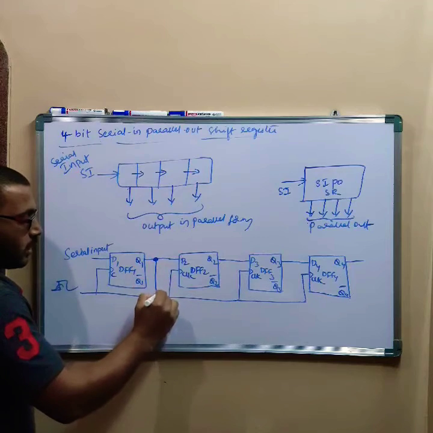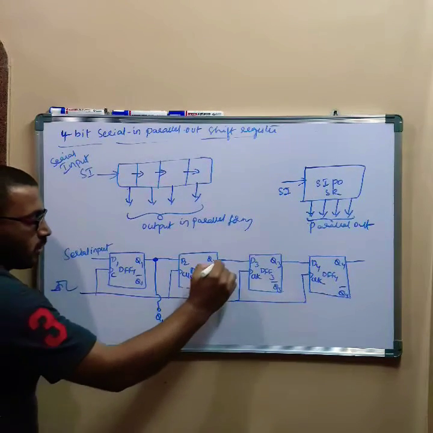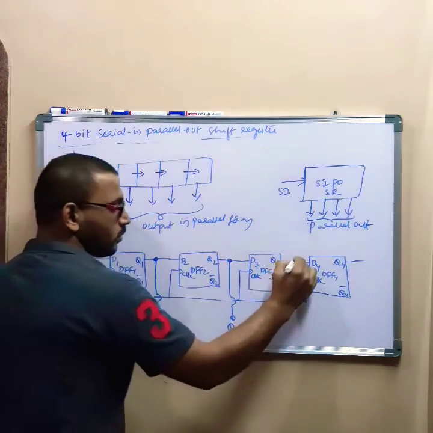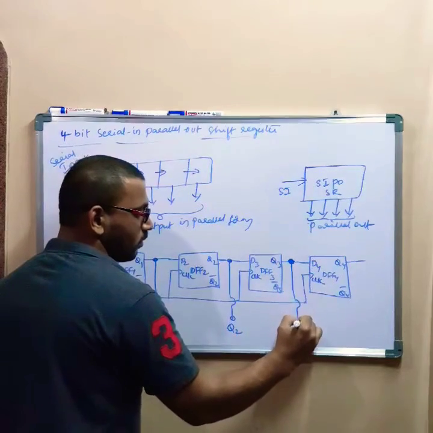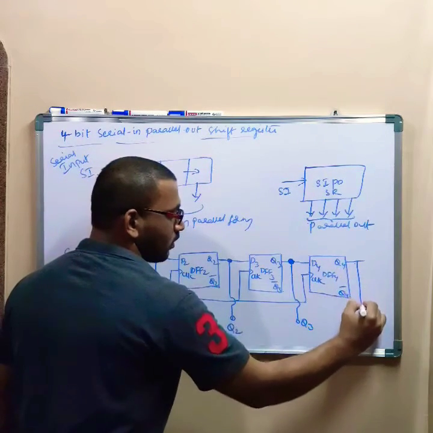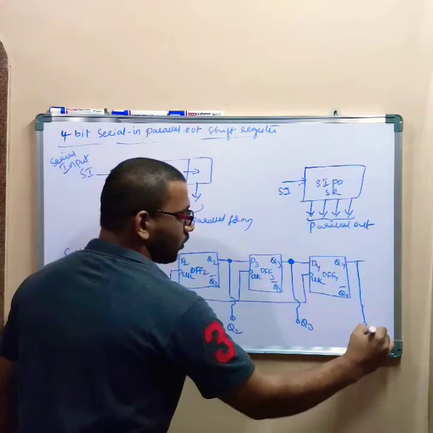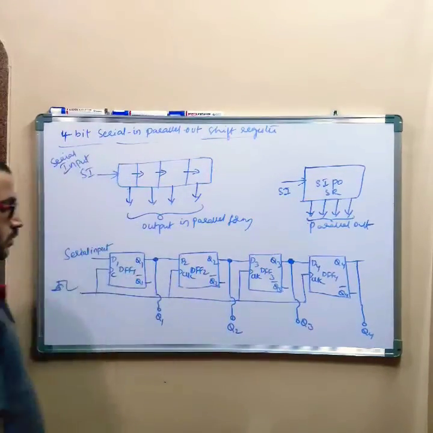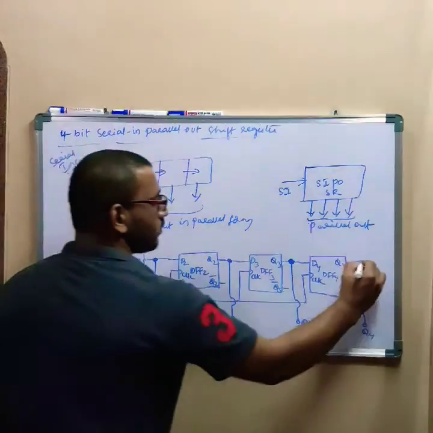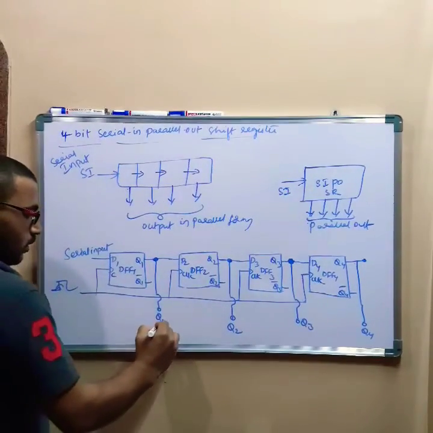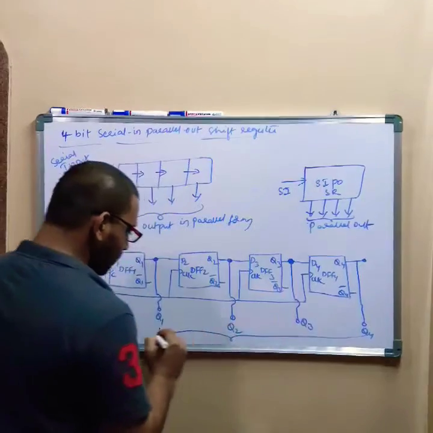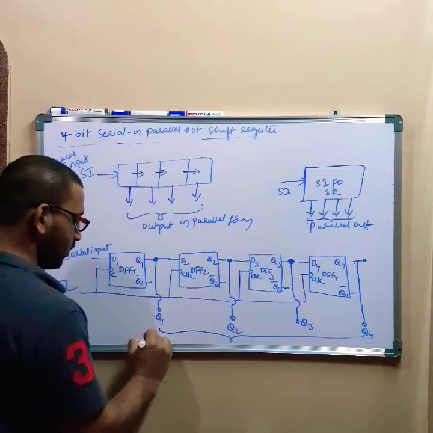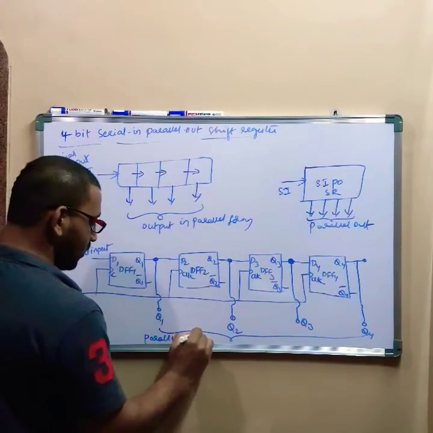Next, here I am taking the outputs. This is Q1 in parallel form, Q2, Q3, Q4. So this is complemented output, right? These are the outputs, that is parallel out, parallel out.